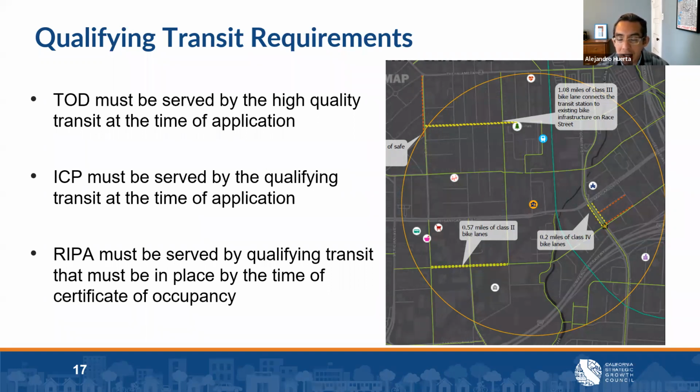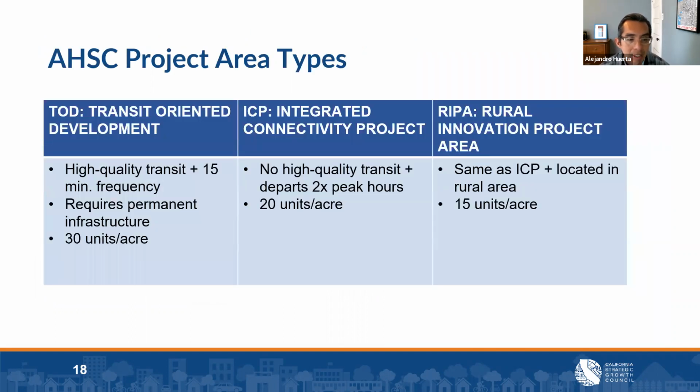So in other words, this gives a little bit more leeway and time for rural areas to be able to partner with public partners and transit agencies to identify that transit stop and to have it in place in service by the time of the certificate of occupancy. So with that, I'm going to hand it back to Christine to explain more about what the different types of transit are and additional requirements for the project area types.